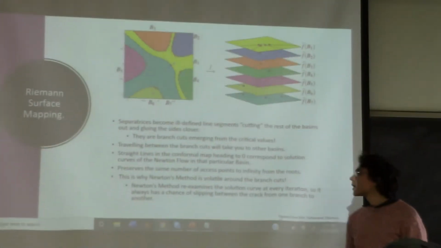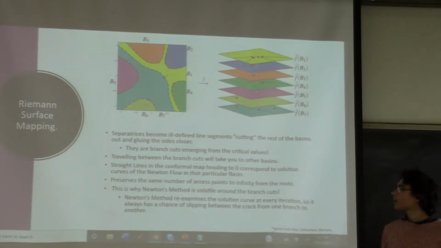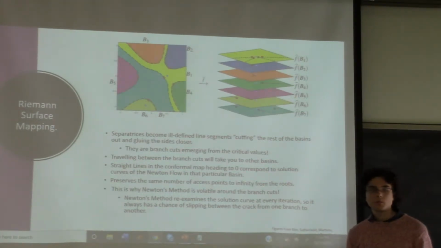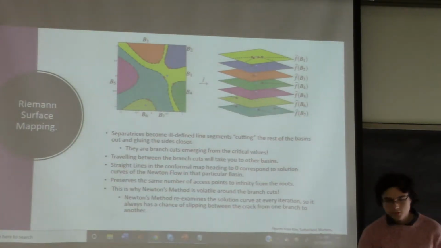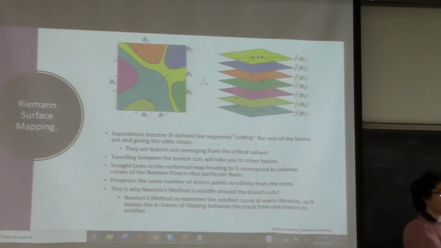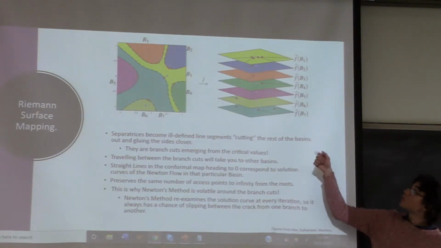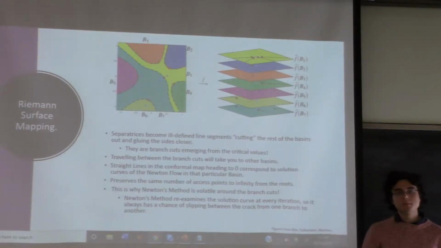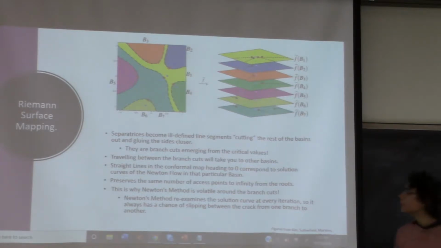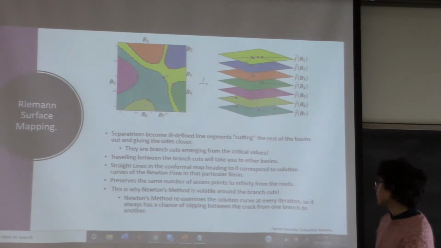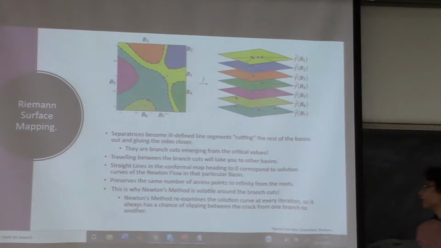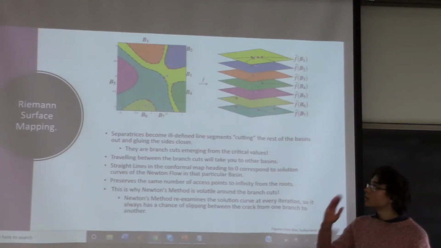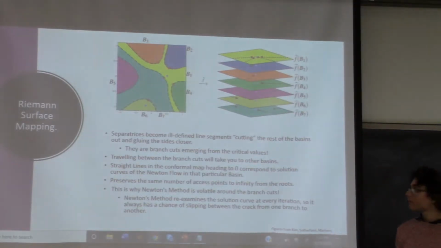And this is also why Newton's method is so volatile around the branch cuts. Because when you're going through Newton's method, you start here and then it tells you to go that way, so you just follow it blindly. And maybe the way it was pointing pointed you a little too far, and you go through the branch cut into another basin. Newton's method sometimes tells you to go through a branch cut and you just blindly follow it.